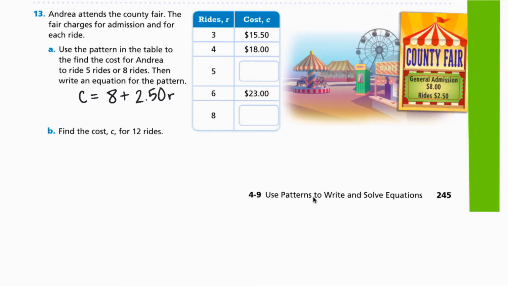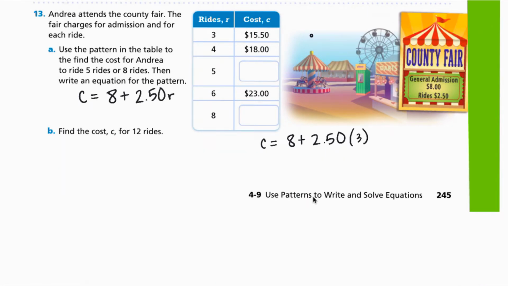Okay, if you want to check it to make sure that it's right, we can start by saying C is the same as 8 plus 250. And because we already have an R value here, we can just plug that one in right here. Our answer should come out to 15.50. To see if this works, I'm going to plug in 3 there.